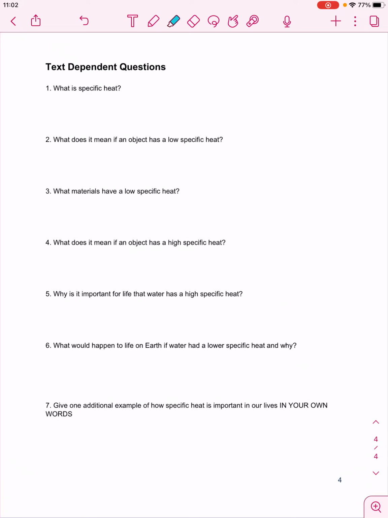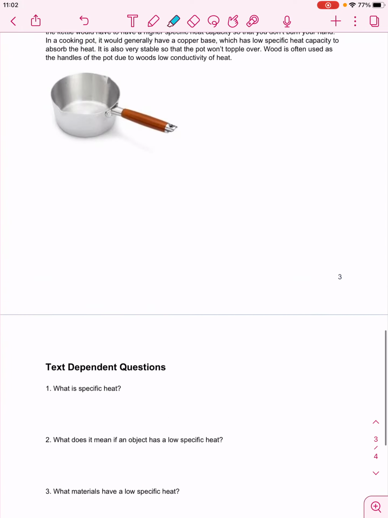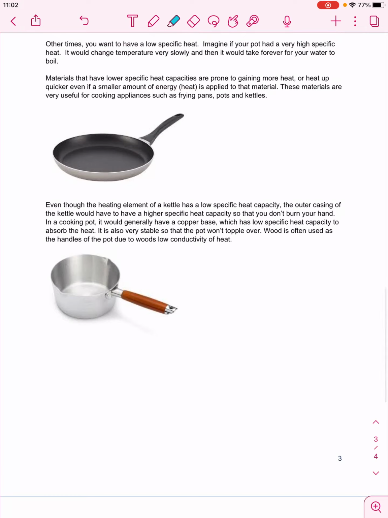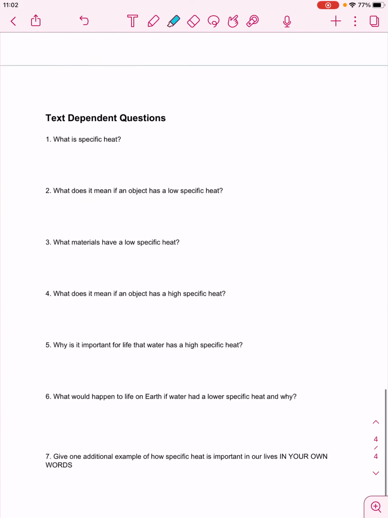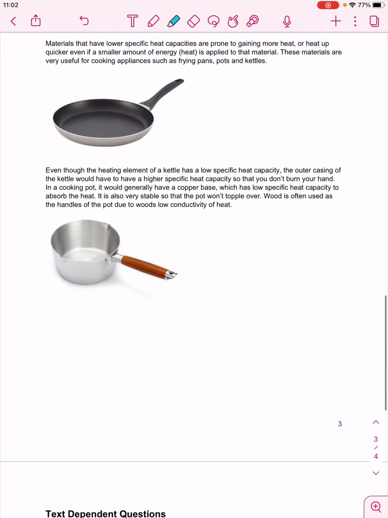And number 7 says, give an additional example of how specific heat is important in our lives in your own words. Again, you can just give another example of how you utilize materials that have either a high or a low specific heat. So you can think of, what are times when you want something that has a low specific heat? What are times when you want something that has a high specific heat?